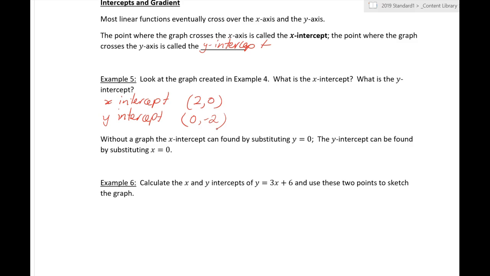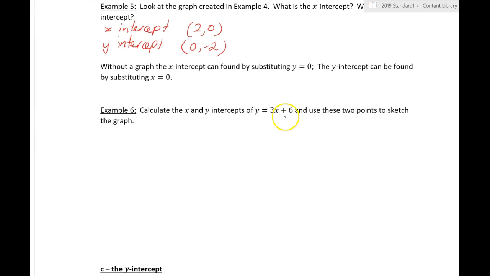Now, we can do this without a graph by substituting a number into our equation. If I want to find the x-intercept, I let y equal 0. If I want to find the y-intercept, I let x equal 0. Let's have a go here. I have an equation, y equals 3x plus 6. I want to find the x and y-intercept. So for my x-intercept, I let y equal 0. Let's write that down.